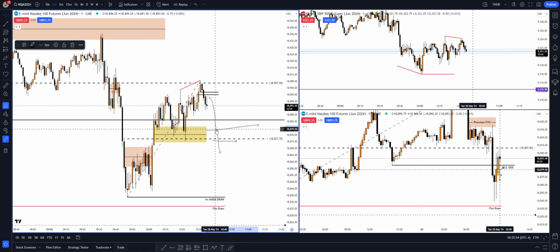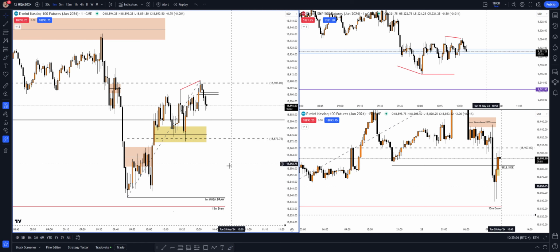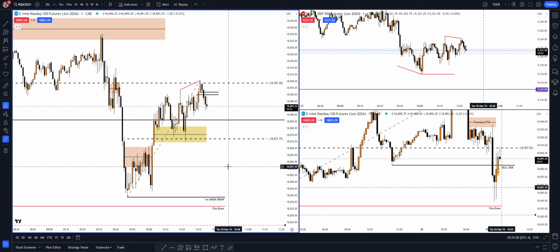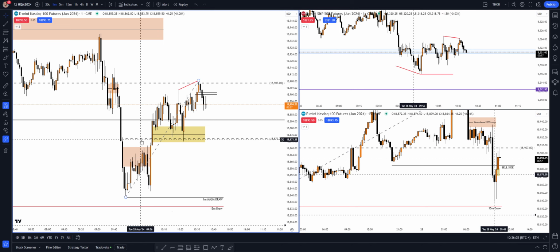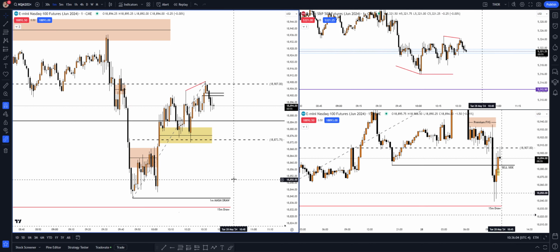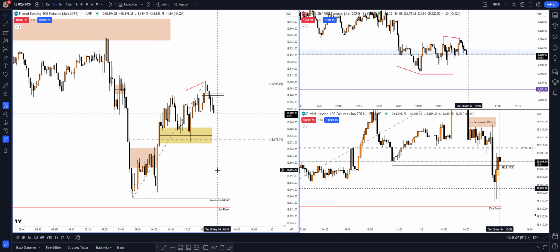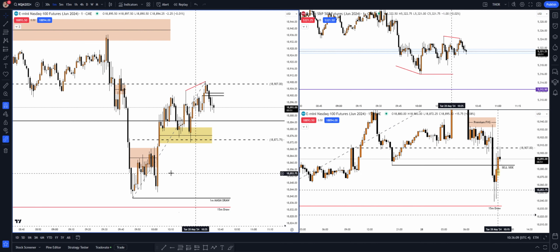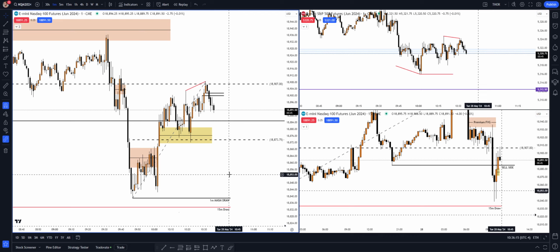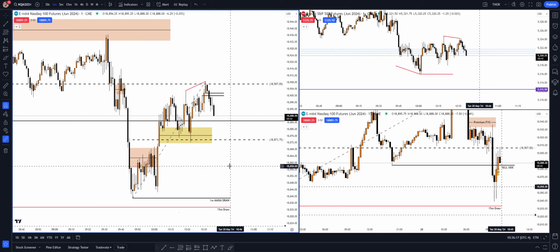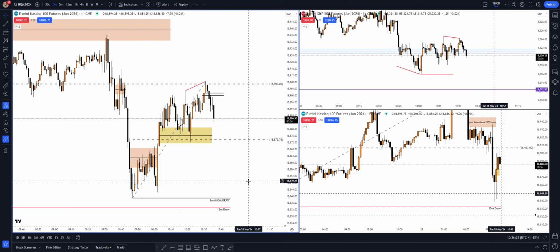Obviously, if you want to be aggressive though, that's another story. But I'm going to keep this here just for the sake of showcasing how that works as well. This is the short-term dealing range. I'm going to delete this.